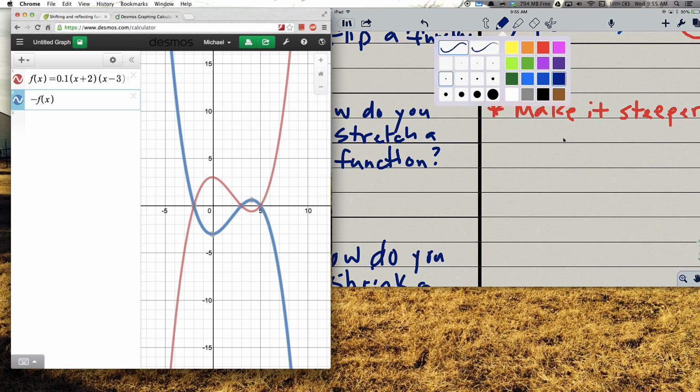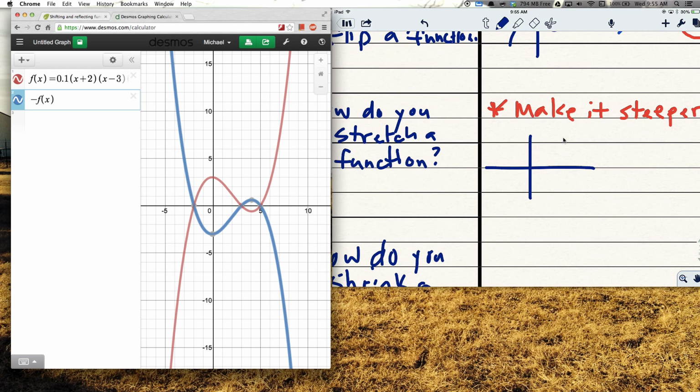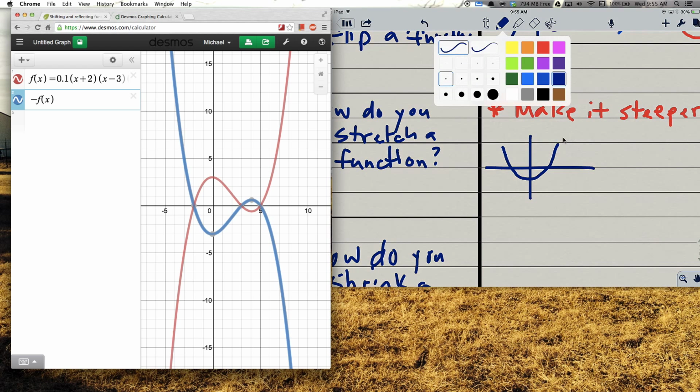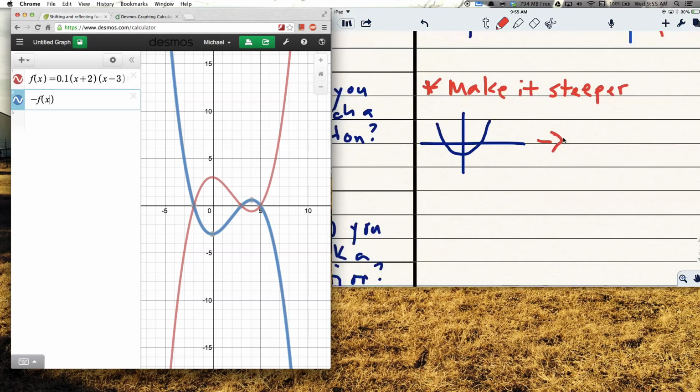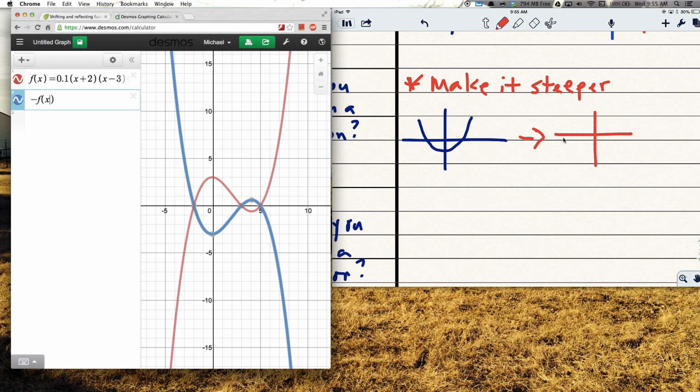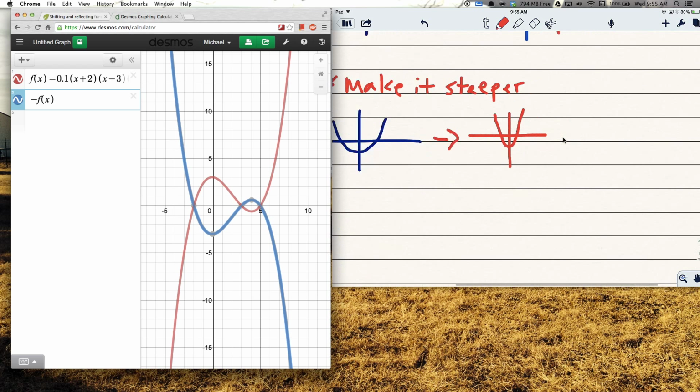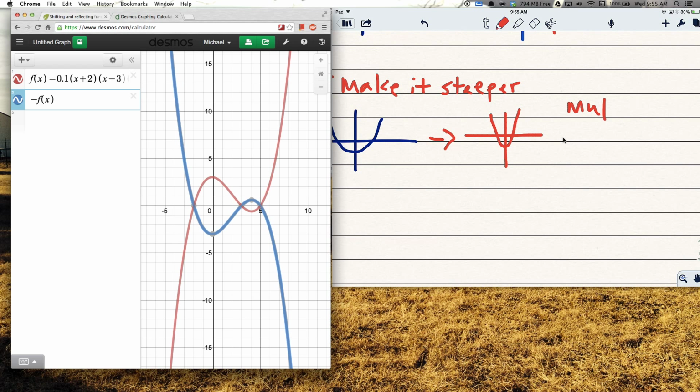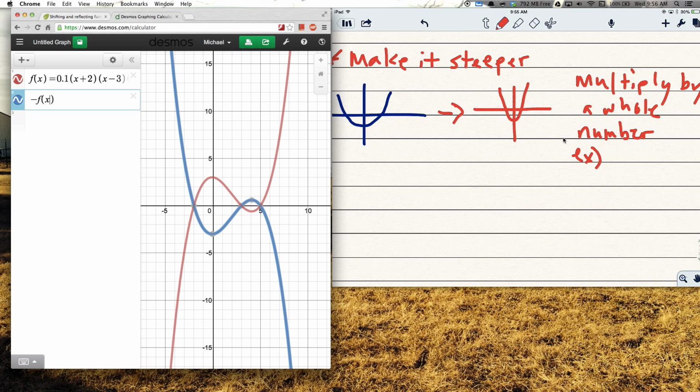And so what I want to do is take a function that looks like, let's say, this, and change it so that it becomes this. And so all I did was, you'll notice that each part of the graph has become steeper. And I'm going to write here, multiply by a whole number. So an example is 3f(x). Sorry, my handwriting's terrible. 3f(x). So let's go ahead and look at that as an example here.